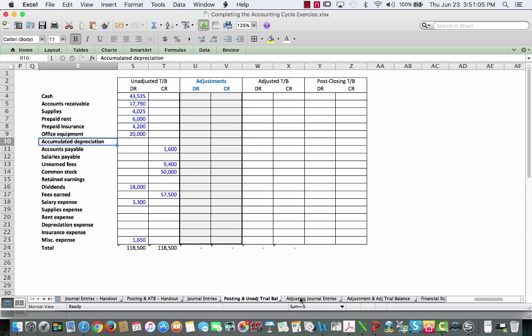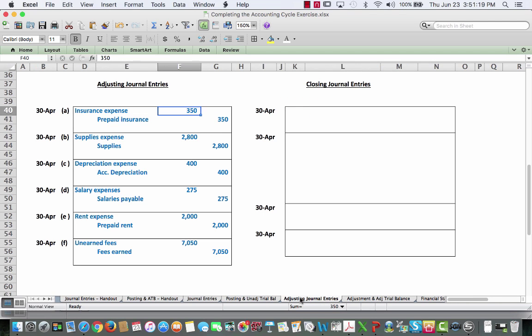Well, this leads into the adjustments. During the month, I'm sure the company used supplies or had a rent expense or incurred some sort of expenses or earned some revenues that weren't recorded. And this is where the adjustments come in. So based on information that I had, I went ahead and recorded the adjusting entries. I had 6 adjusting entries.